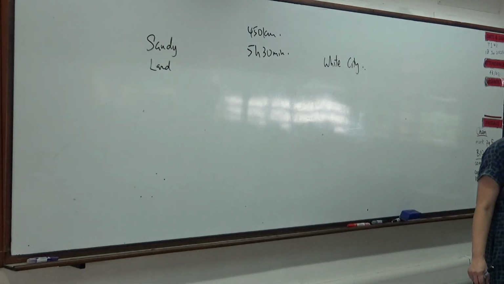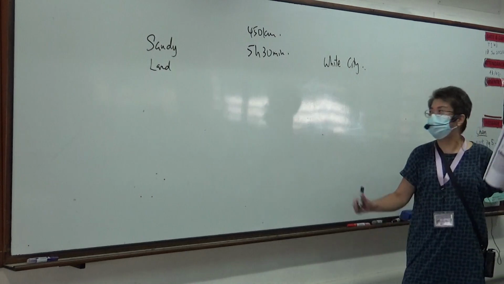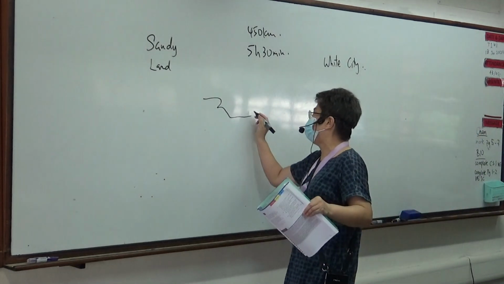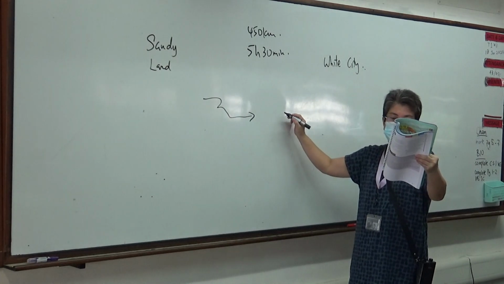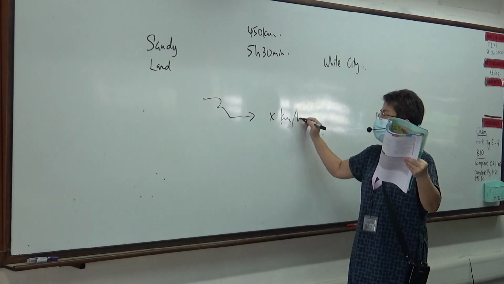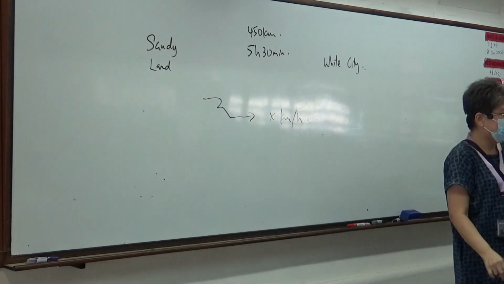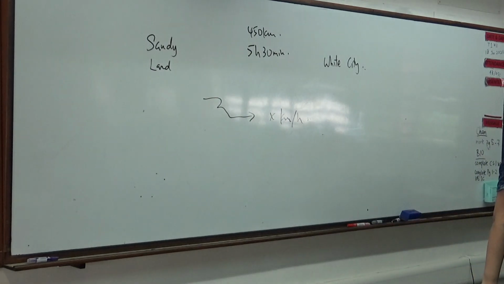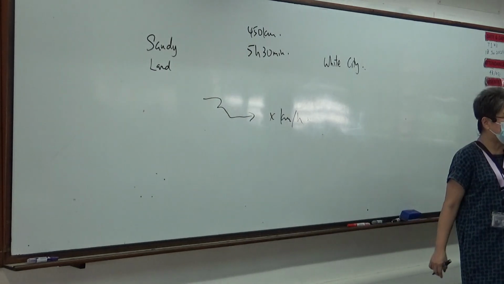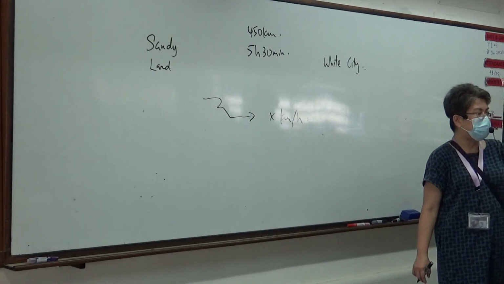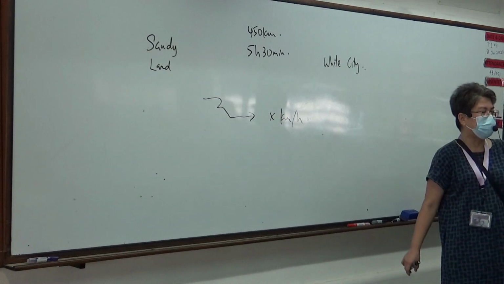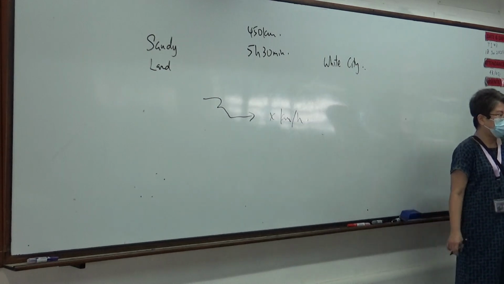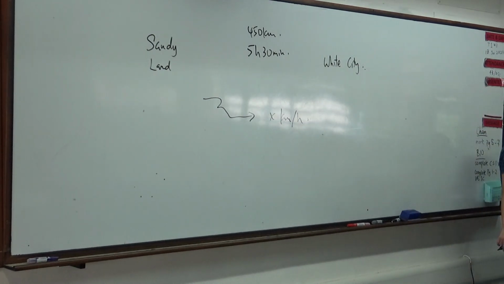Given that there's a constant wind going from Sandy to White, what's the speed of the wind? X kilometers per hour. The question gives the hint there. Given that there is a constant wind from Sandy to White, and that the speed of the aircraft in still air is 165, find the speed of the wind. State the assumptions you have made to solve this problem.